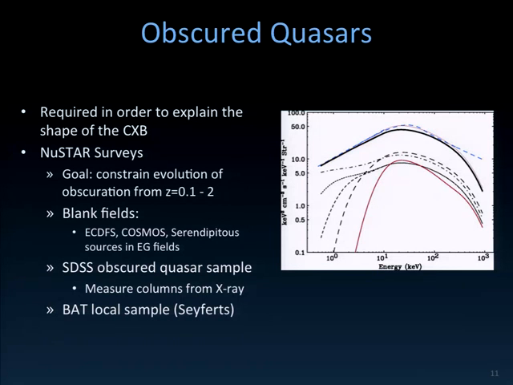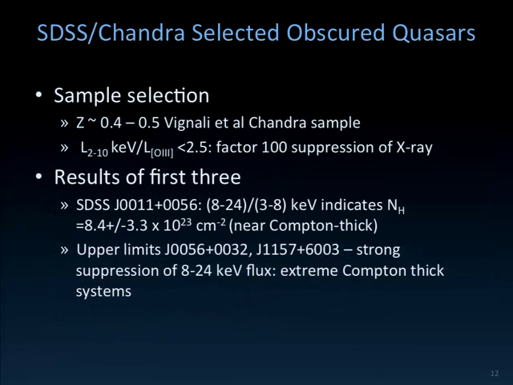So we're doing this through a combination of blank fields, famous fields like COSMOS and ECDFS, and then also taking a sample of obscured quasars, where we don't actually have measured columns from the X-ray, but we have reason to believe that they're highly obscured based on the [O III] to X-ray flux. And then also, we're trying to understand the broadband spectra by looking at a local sample of Seyferts.